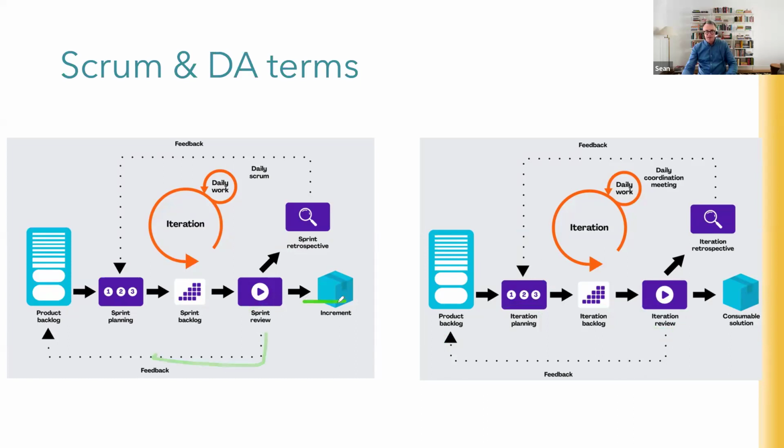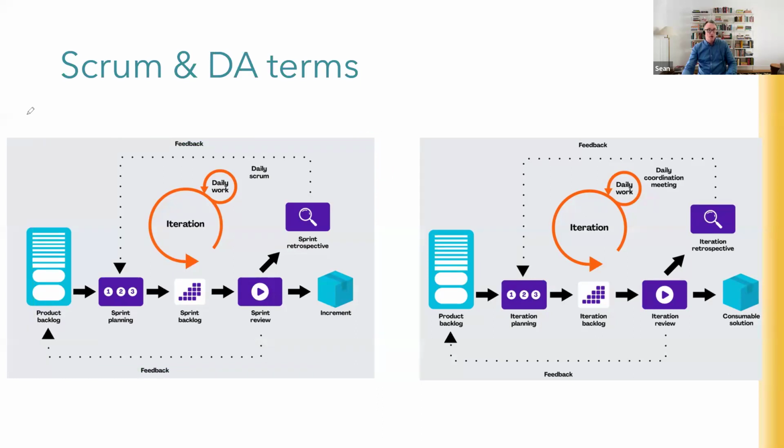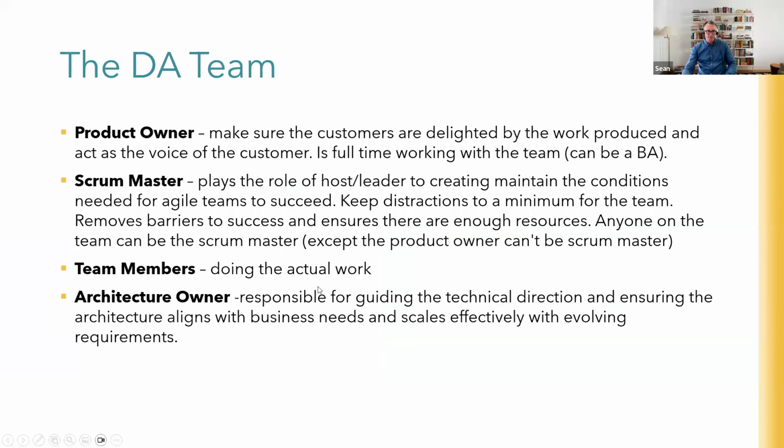You deliver an increment at the end of a sprint. You do a retrospective or iteration retrospective. In Scrum, you have a daily Scrum. Just call it what you want, stand-up, daily coordination meeting, things like that. So the terminology is very, very similar. The difference here is this is from a licensed product, the Scrum method. And if you're going to do Scrum, as I said before, do it according to the manual. It is a very good methodology. So there's not many different terms. They are largely the same, Scrum and Disciplined Agile.